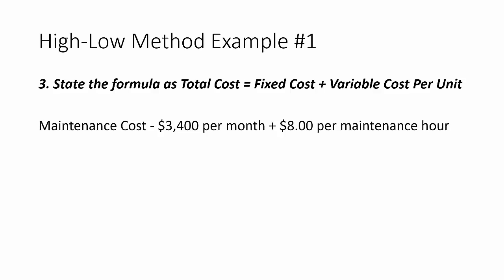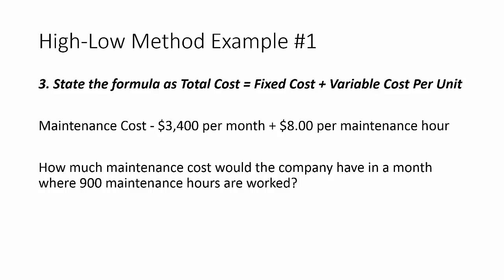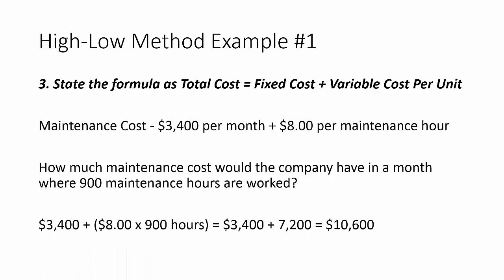For example, how much maintenance cost would the company have in a month where 900 maintenance hours are worked? Let's use the formula to answer that question. Pause the video for a moment to do the calculation. Hopefully you came up with the answer 10,600 using these calculations.